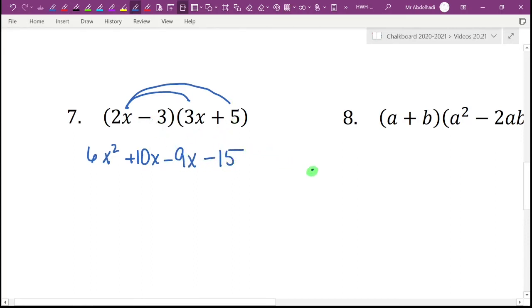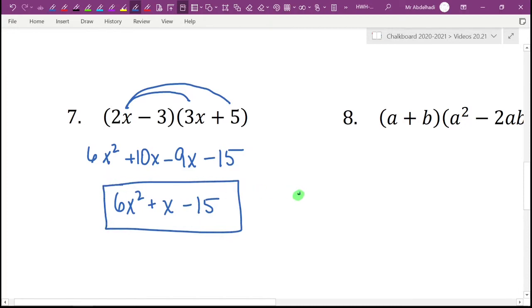Sorry, negative 15 rather. And now you look at that and say, all right, can I simplify anything before I box my answer? And yeah, these two middle terms are like terms. So 6x squared. 10x minus 9x is 1x. Minus 15. And we're done. Okay, good old-fashioned Algebra 1 FOIL.